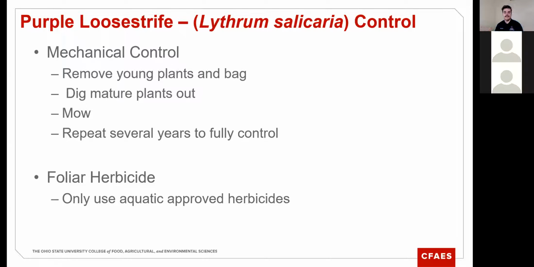Mechanical, you want to remove young plants, bag them up and dispose of them, or put them in a pile and burn them. And then larger plants, you may have to dig the plant out to get the root system. You can mow, and if you keep it up, it will take several years, but you can get rid of the plant eventually, and you will slowly wear it out to the point where it won't come back the next year. So several years of mechanical control to control purple loosestrife. That's why it's such a difficult invasive.